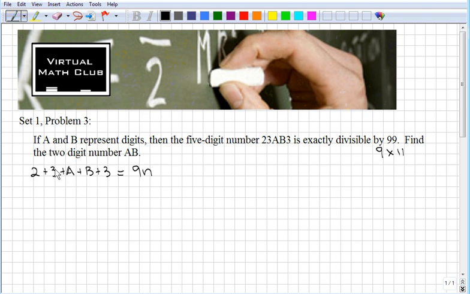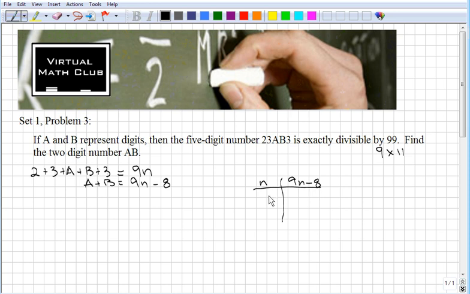And then using a little algebra, we could subtract 2 and 3 from both sides. So we can get a plus b is equal to 9n minus 8. All right? So whatever those digits are, a and b, they have to satisfy this criteria. So let's take a look at some possibilities for n. I'm going to write n, and 9n minus 8.